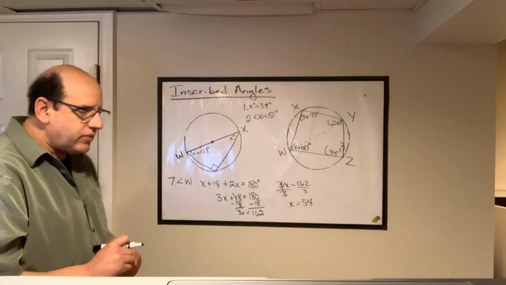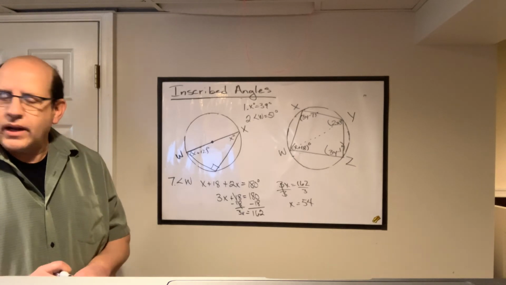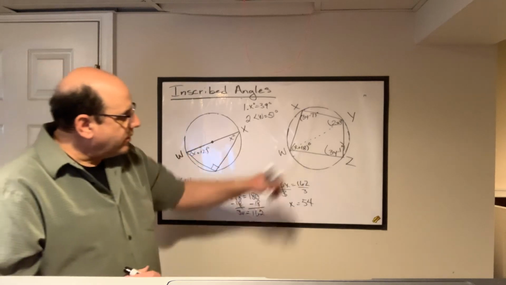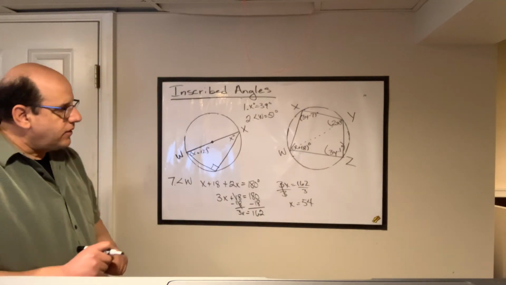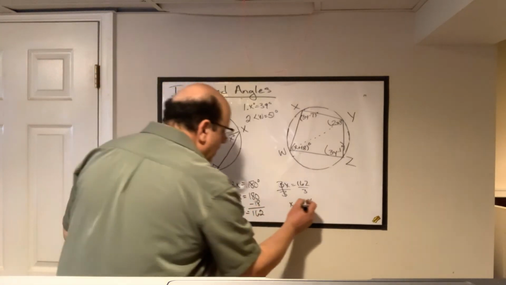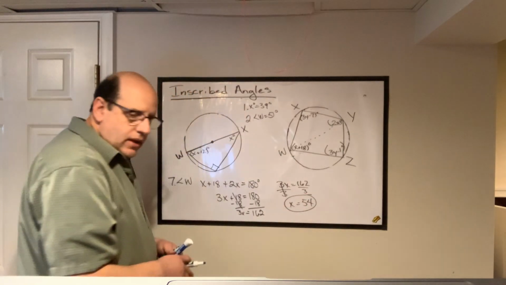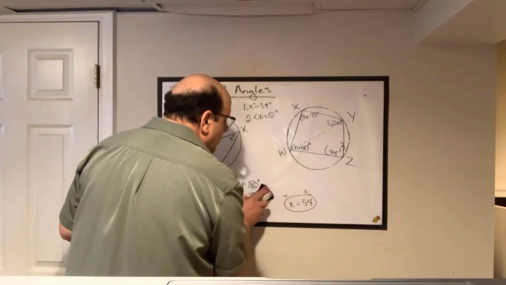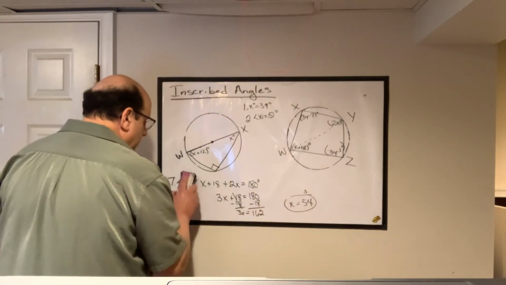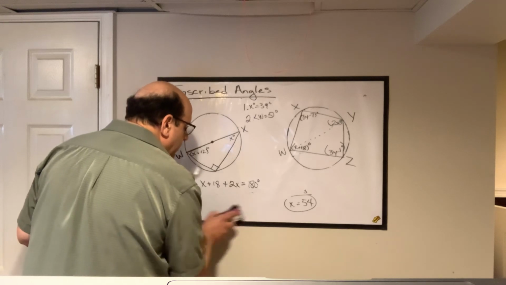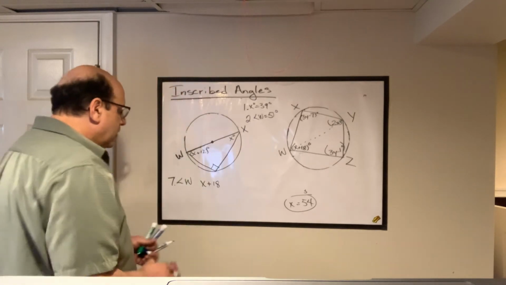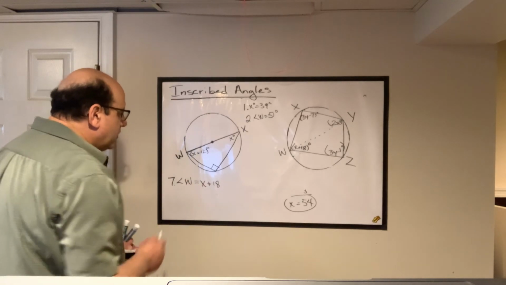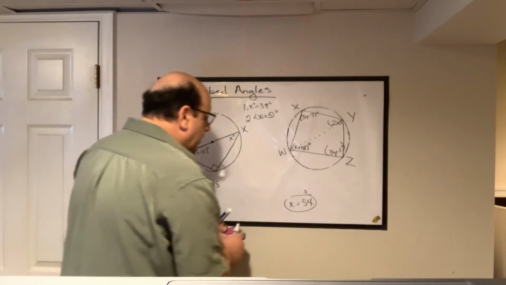If x equals 54, and I add 18 to it, I'm going to get my measure right here. And so I'm going to take this x equals 54 value, and I'm going to go back and input it into the original expression, x plus 18. This says the measure of angle W is equal to x plus 18.